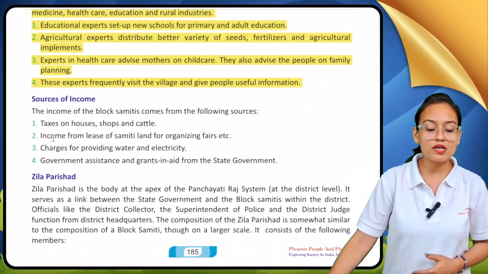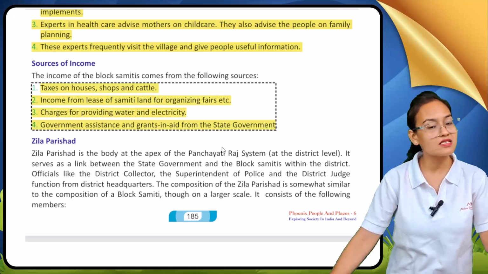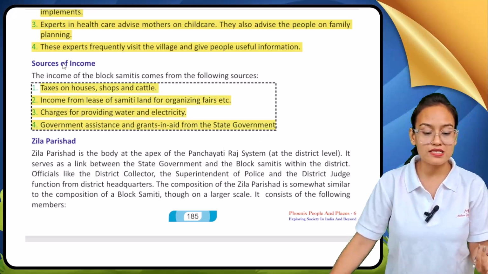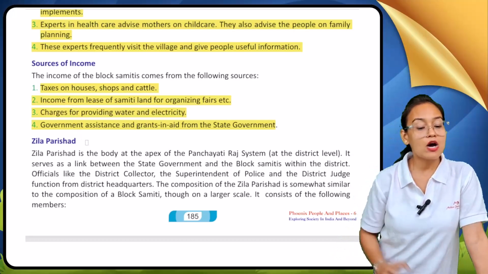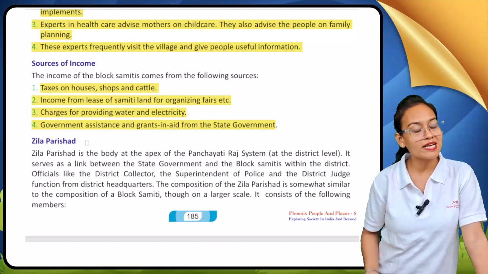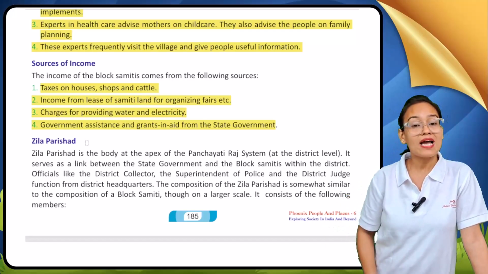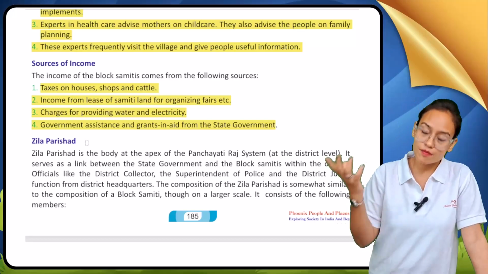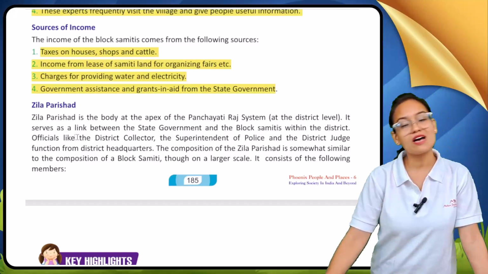Okay, now what are the sources of income of block samitis? Here you can see again the taxes: the house tax, the shop tax, and the cattle tax. These are the main sources of income of the block samiti. Okay, they also get income from the lease. They also take charges for providing water and electricity at the block samiti level. And they also get money from the state government. So in this way, my dear student, we have seen the block level.